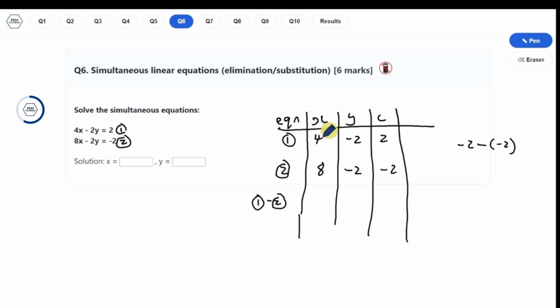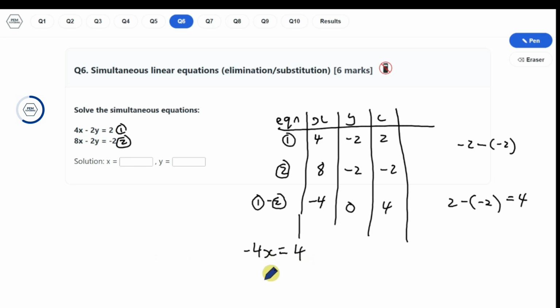Okay, so we have 4 take away 8, that is going to be negative 4. And we have minus 2 take away minus 2, that is going to be 0. And 2 take away minus 2, that is going to be 4. So 2 take away negative 2 will give us 4. Okay, so now we have minus 4x equals the constant 4.